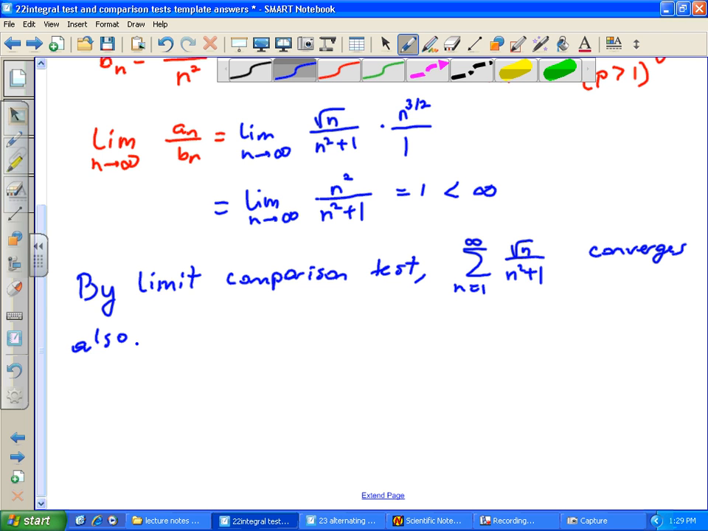I just want to go over this example with you so you can see that the limit comparison test can also be applied in the case of square root functions or radical functions. You don't have to have just polynomial functions, basically.